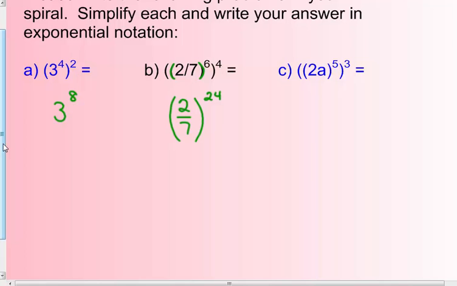2a is my base, not just a. 2a is the base, so I have to put that in parentheses. 2a to the 5th raised to the 3rd power. So keep my base of 2a, 5 times 3 would be 15. That is not the same answer as 2 times a to the 15th, because that 15 would only go on that a, not on the 2. So my base is 2 a's, not just the a. So you have to keep that one in parentheses.